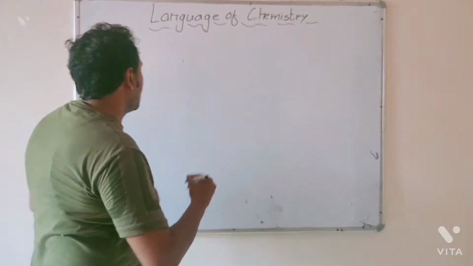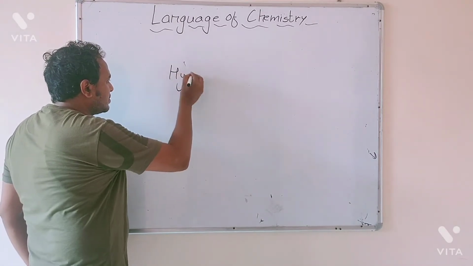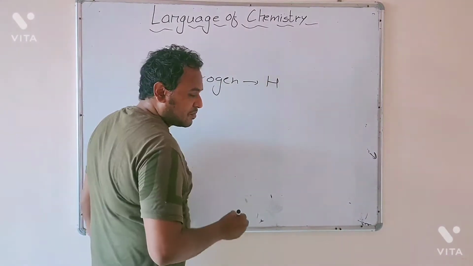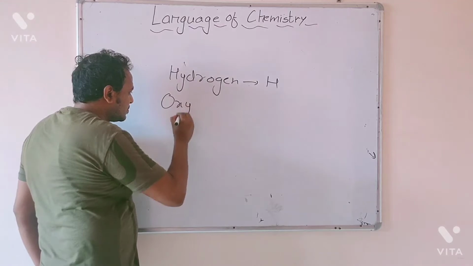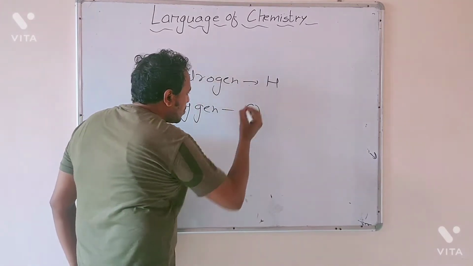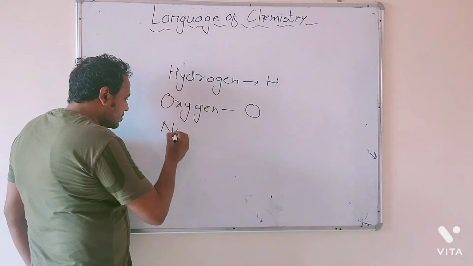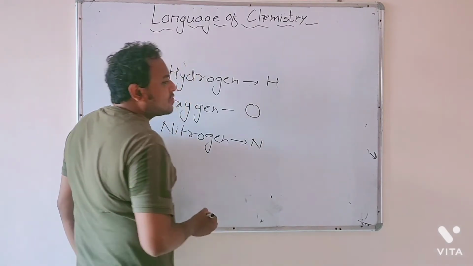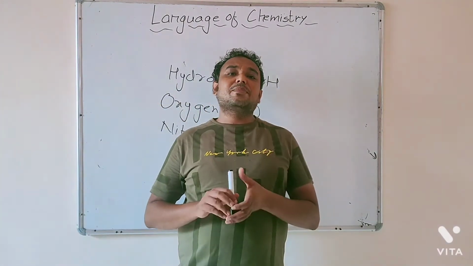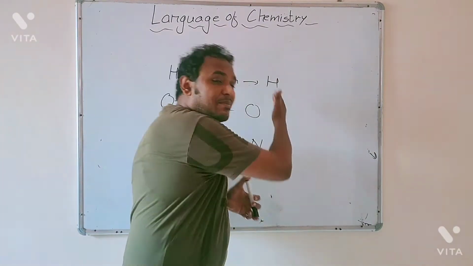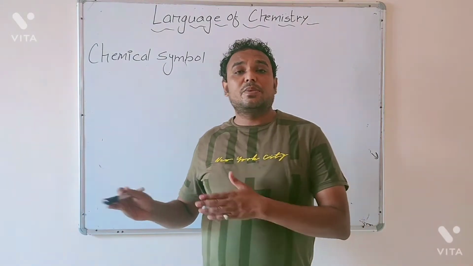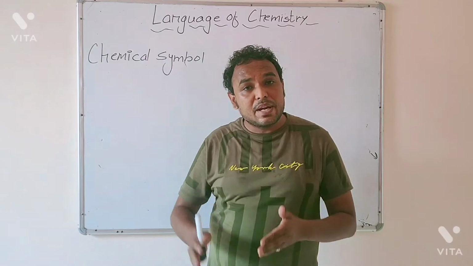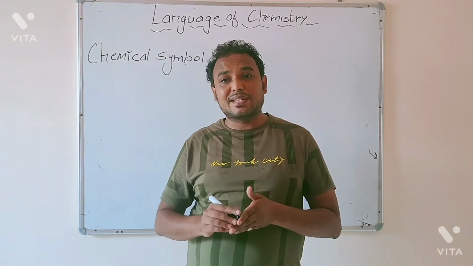For example, the chemical symbol of hydrogen is H. Oxygen is O. Nitrogen is N, and so on. So every element is represented by a short form, and this short form is called a chemical symbol. Children, just now I explained what a chemical symbol is. What is a chemical symbol? The representation of an element by a short form or abbreviation is known as a chemical symbol.